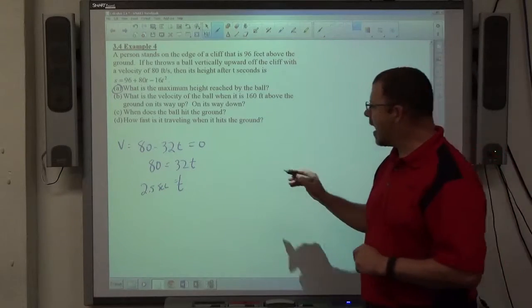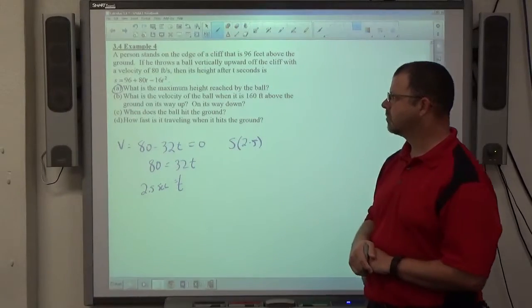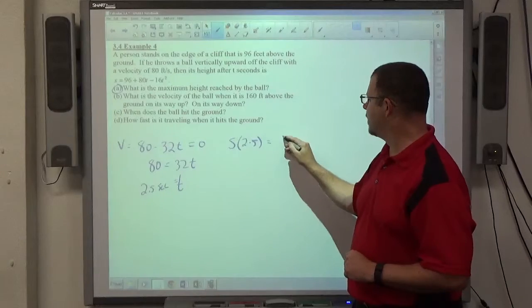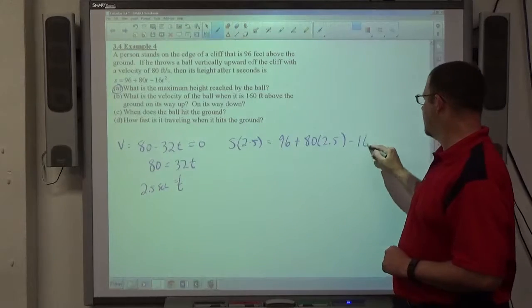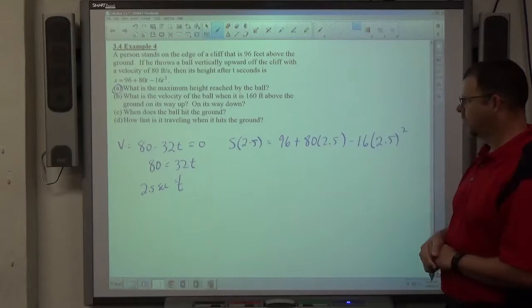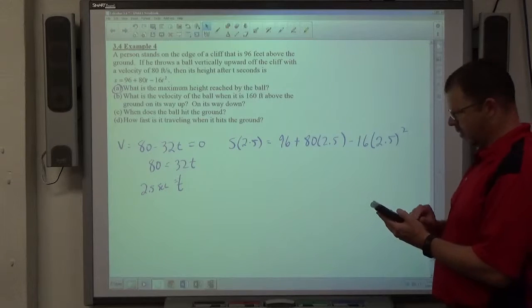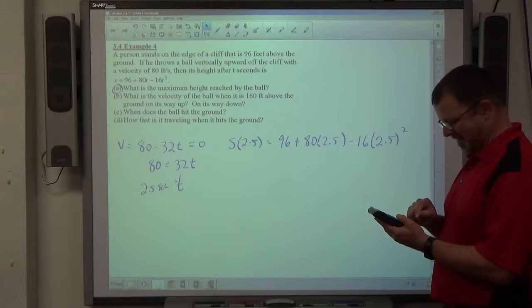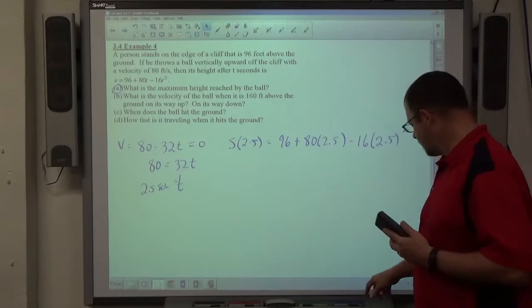So S of 2.5 is going to get me the maximum height of the ball. So it's going to be 96 plus 80 times 2.5 minus 16 times 2.5 squared. Whatever that comes out to, I would just type it in exactly like that. I typed it in wrong. 96 plus 80 times 2.5 minus 16 times 2.5 squared. There we go. I got 196.